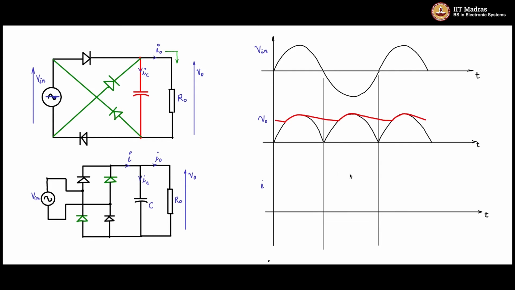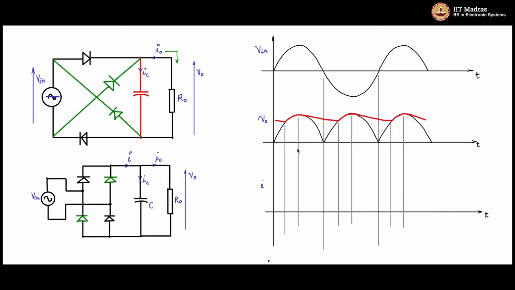So let us look at the current wave shapes also. Let me put these time markers here. This is the point of intersection, a time marker here. The peak value, a time marker here. Again, the point of intersection of the capacitor voltage and the input, and so on, like this.